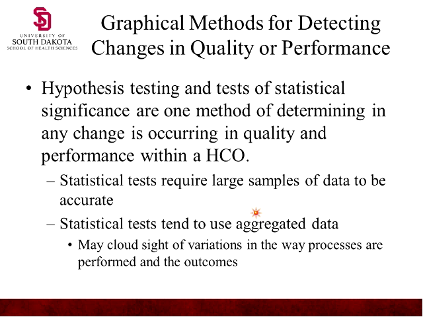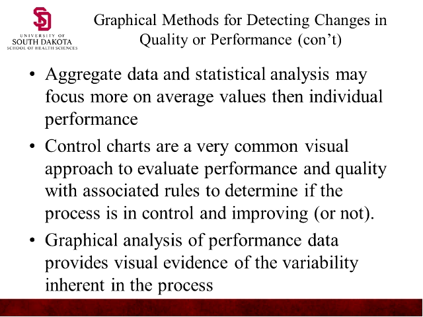So it's homogenized. If you took a sample from raw milk, you'd see that the sample at the top was all cream, and the sample at the bottom was all skimmed milk. In homogenized milk, you take a sample anywhere in the bottle, or the jar, or the carton of milk, and you see that they're the same. They have the same content of cream. Sometimes that clouds the statistical process because it makes you think that everything is wonderful and normal and average when maybe it isn't. So we tend to use graphical methods for detecting changes in quality and performance, and aggregate data and statistical analysis may focus more on average values than on individual performance, and that may not be as helpful as you think.